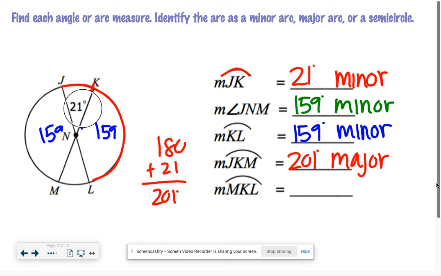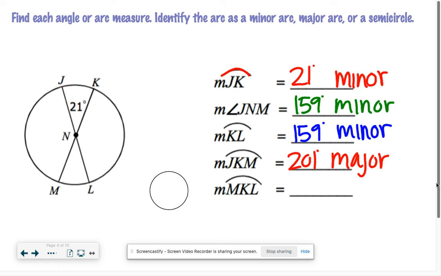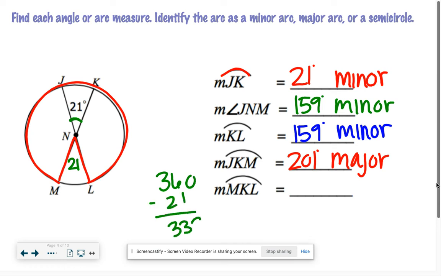And then our last one here, folks, MKL. Oh boy, we're going all the way around. So we're looking for everything but this chunk here. And again, we have vertical angles, which is helpful. So if this is 21, so is this. So you want everything but that 21 degrees, which gives us 339. So 339, and it is major. It's bigger than 180.